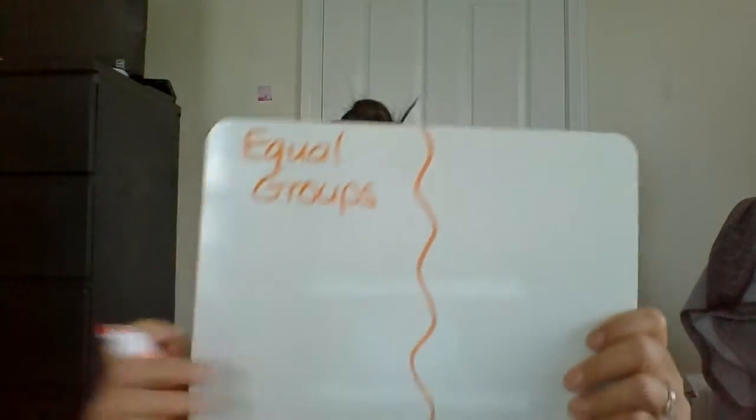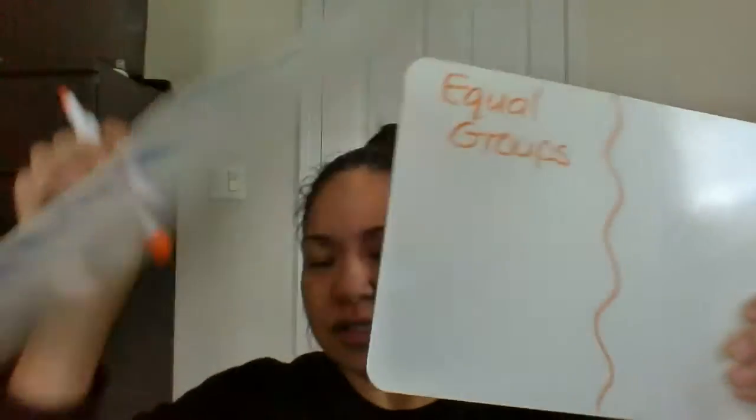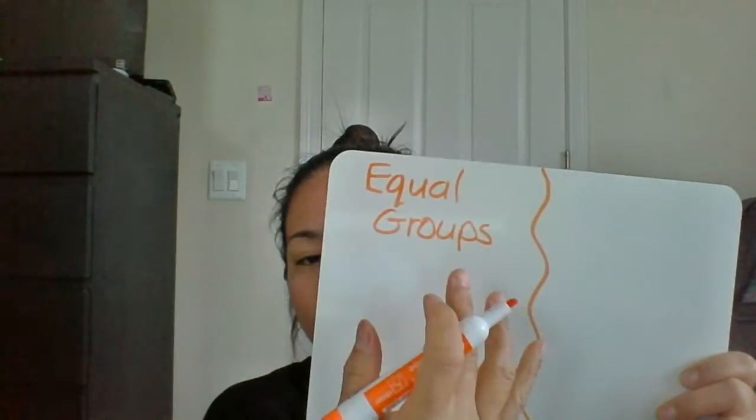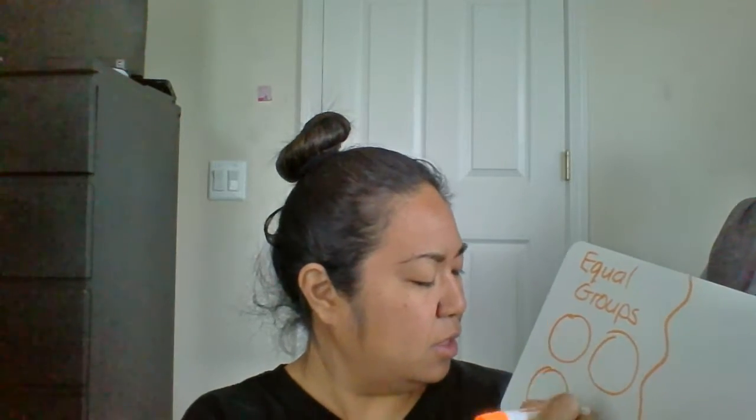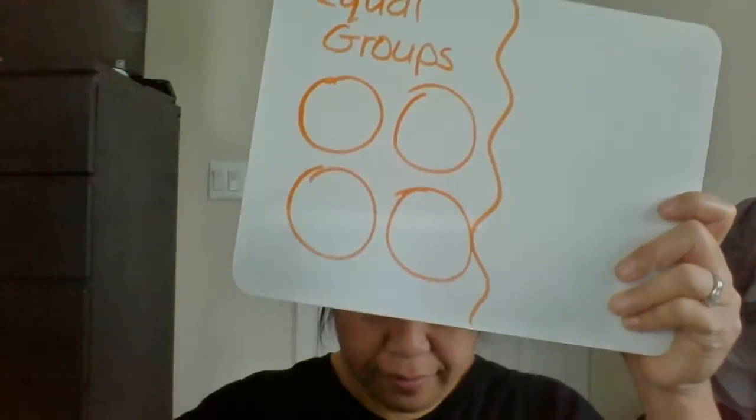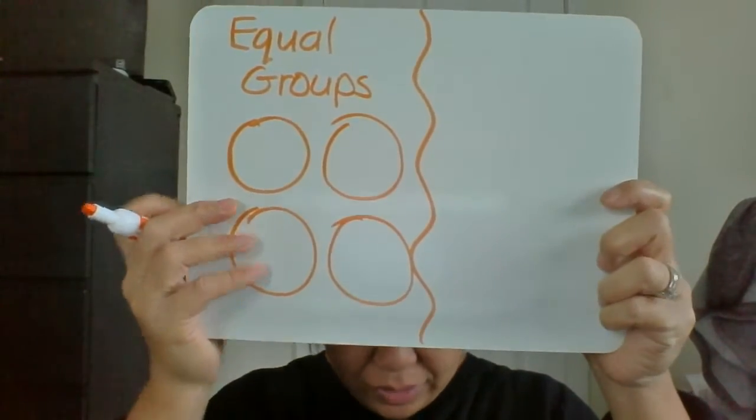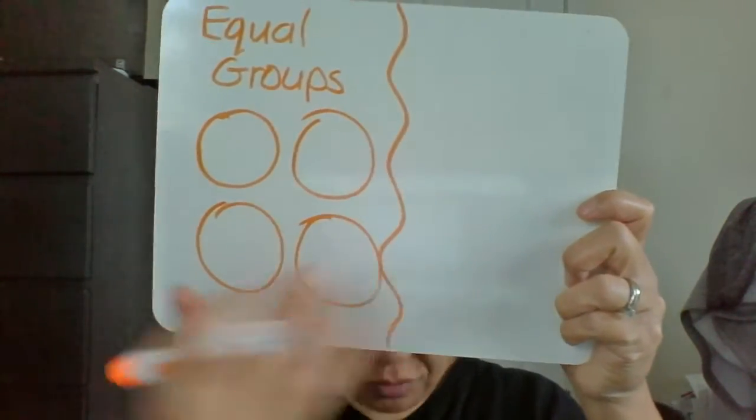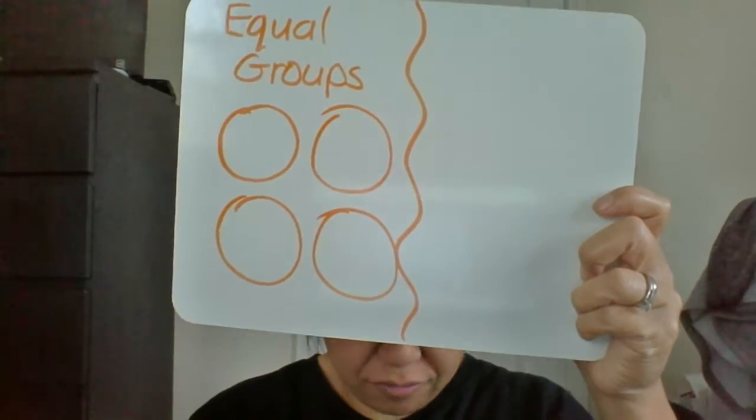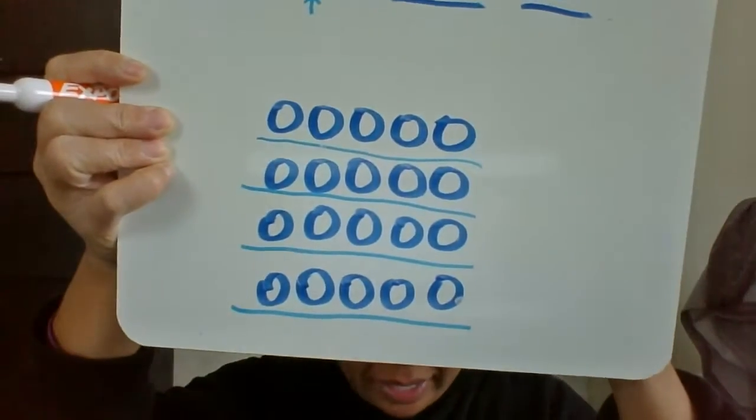We have 20 dots and 4 rows. So in order to make 4 rows into equal groups, I'm going to start off by just drawing 4 circles. That represents those 4 rows in the array. 4 rows, 4 groups. Now I'm going to need to take the 20 dots and equally distribute them into the 4 circles. In the end, I should have 5 dots in these circles, just like how I have 5 circles in each row.